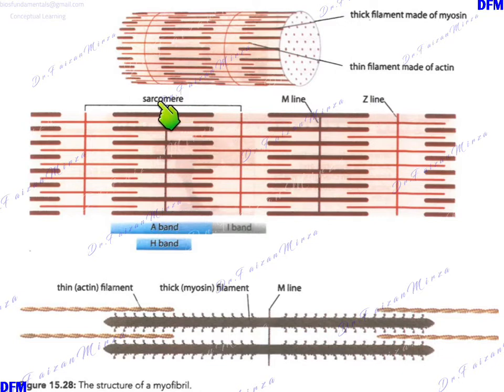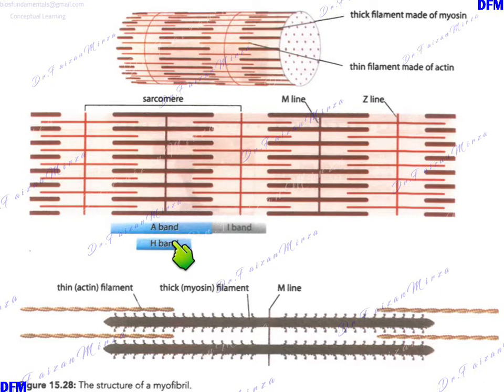What's a sarcomere? Sarcomere is the basic contractile unit of a muscle fiber. The distance between two consecutive Z lines is called the sarcomere. So that's how you define a sarcomere. One sarcomere has one Z line, a portion of actin, the whole of myosin, this M line, a portion of actin, and another Z line again.